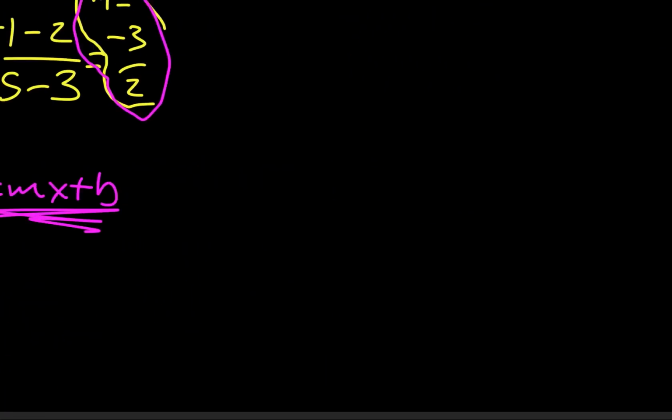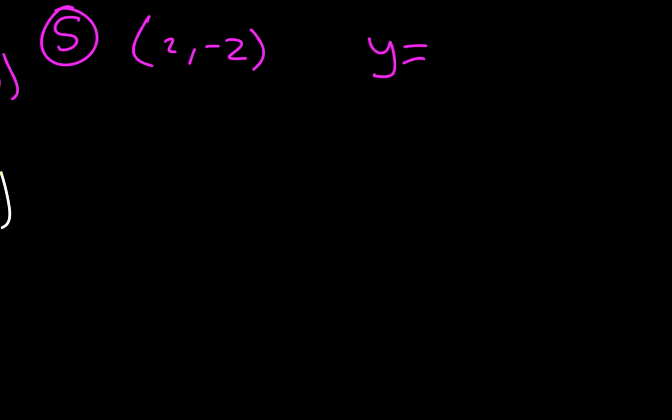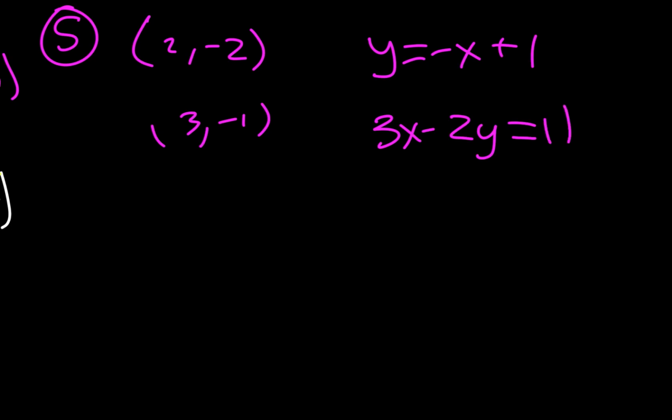Okay, we'll get some more room over here. And we're going to do number 5. Okay, so it says determine whether (2, -2) lies on the line with equation y equals negative x plus 1, and also determine whether (3, -1) lies on 3x minus 2y equals 11.